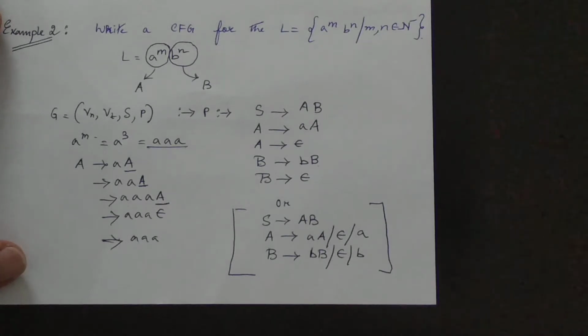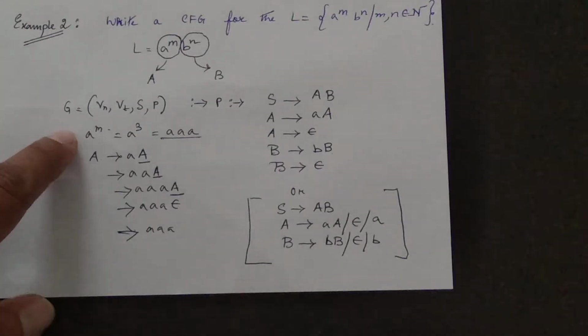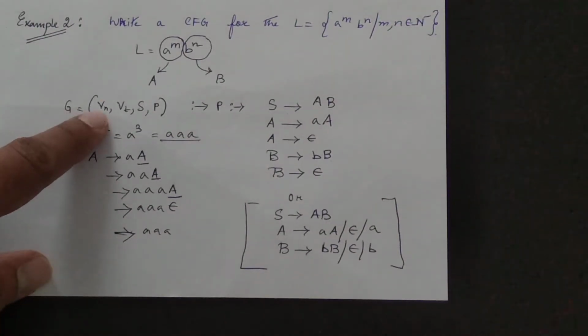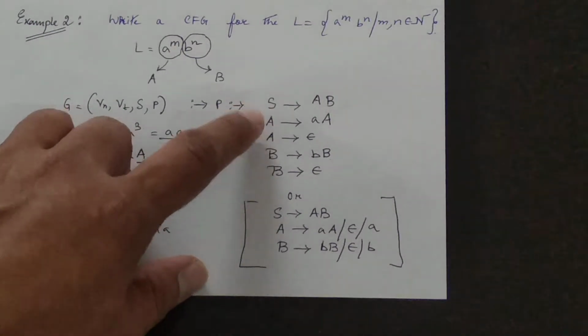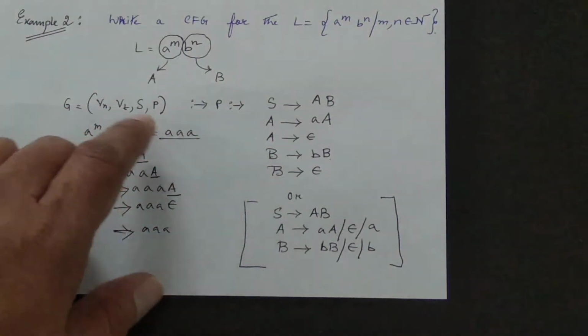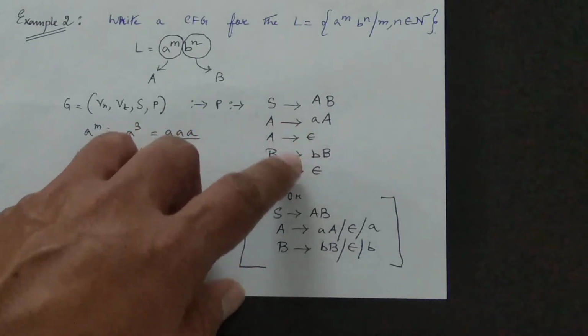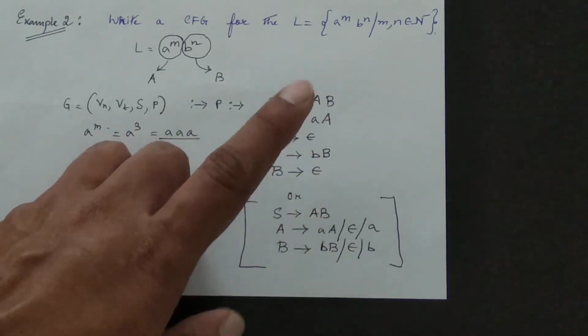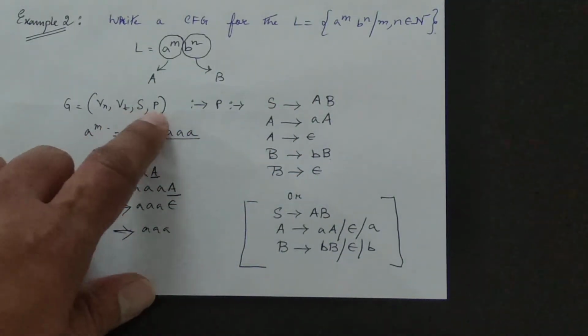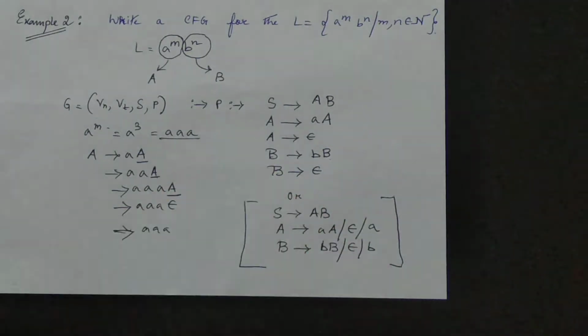Therefore, I can write down the grammar as capital Vn stands for capital letter S, A, and B. Then Vt stands for small letter a, small letter b, and epsilon. Correct? And S is the start symbol, and the productions you can write down. So this is your final CFG.